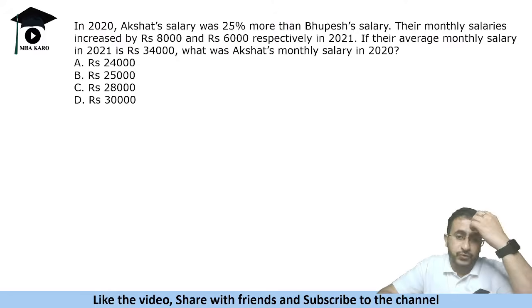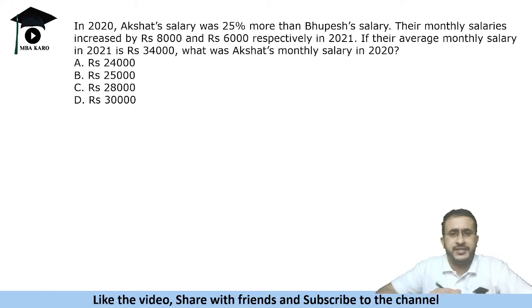Now, how to apply these percentages in taking variables? Suppose this is a question. It says in 2020, Akshat's salary was 25% more than Bhupesh's salary. Their monthly salaries increased by rupees 8,000 and 6,000 respectively in 2021. If their average monthly salary in 2021 is 34,000, what was Akshat's monthly salary in 2020?